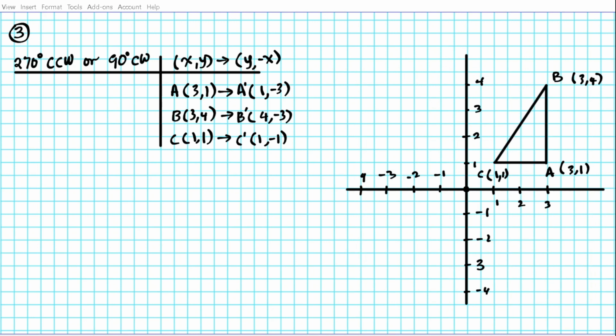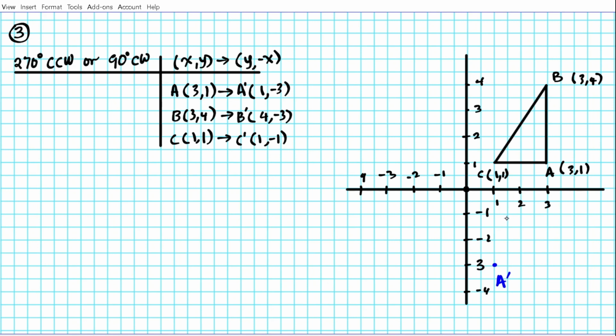Okay, so let's go ahead and graph the points. So we're going to have point A. A prime is going to be 1, negative 3. So 1, negative 3 right here. That's point A prime. And then point B prime is going to be 4, negative 3.